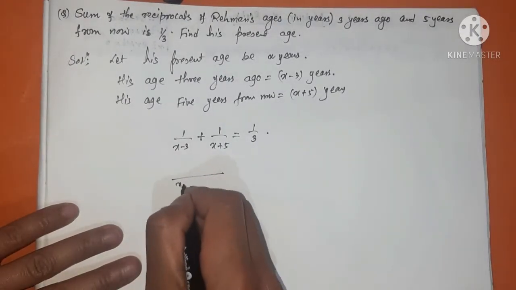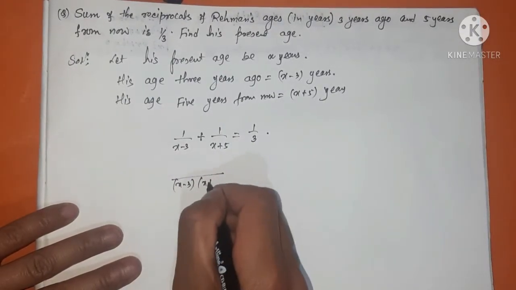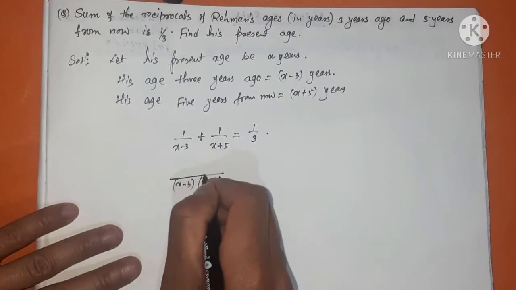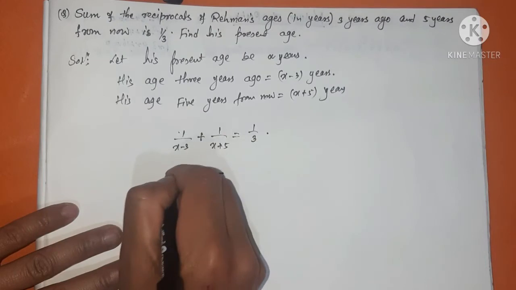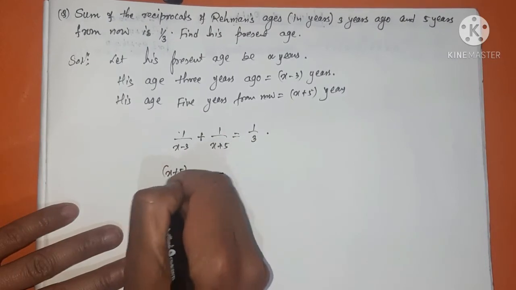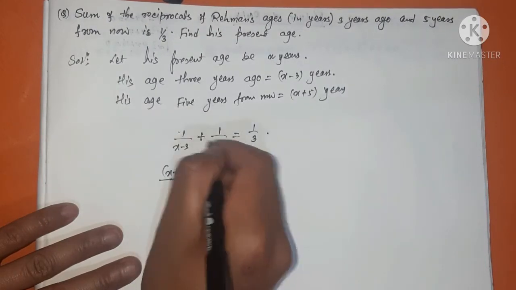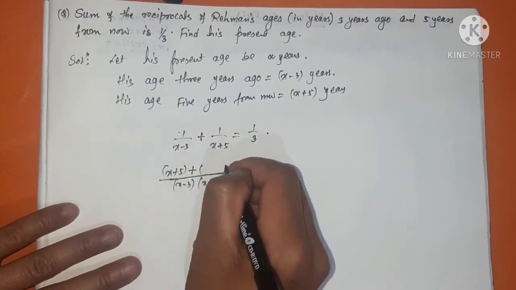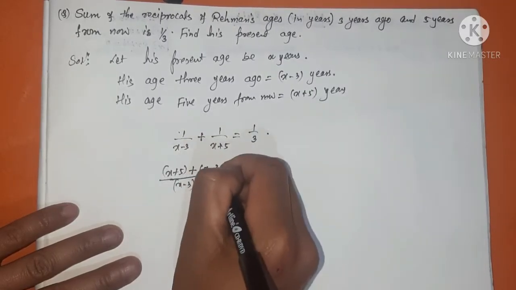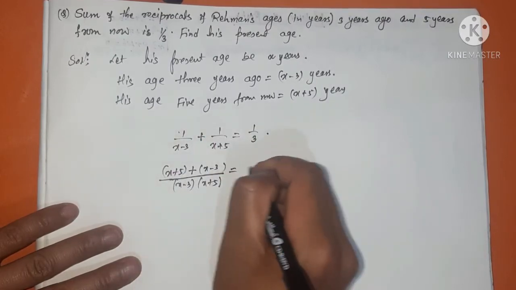Very simple, the LCM of x minus 3 and x plus 5 is their product, so you will multiply these two. The 1 here is only 1, so it will be x plus 5 as it is, but if it is 2 or some other number you need to multiply that. Here it is plus, so plus. If it is minus, minus. Now this side is also 1, so that is x minus 3. Cross multiplication here, simple.